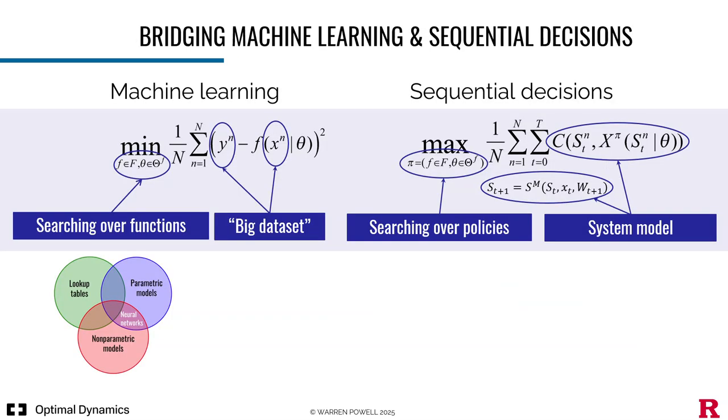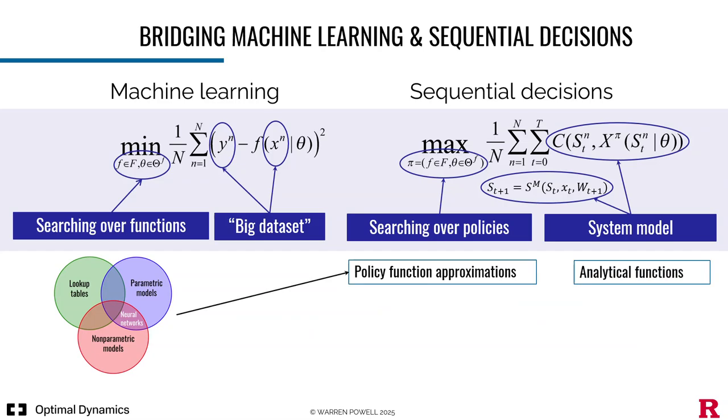Now, let's go back to my bridging of machine learning and sequential decisions. So in sequential decisions, I have the PFAs. PFAs consist of any function that you might use in machine learning. If I restricted myself to the PFAs, this is just like machine learning.